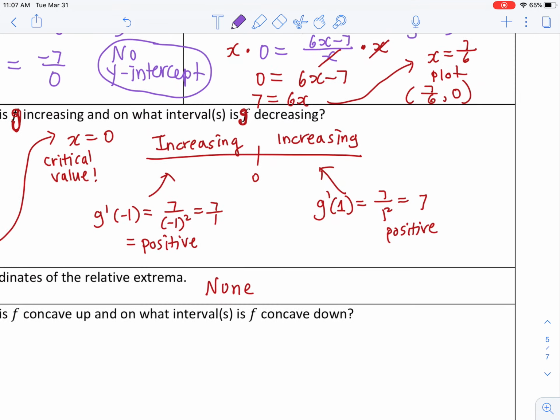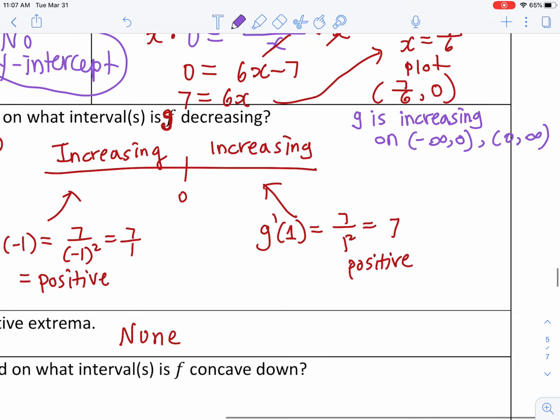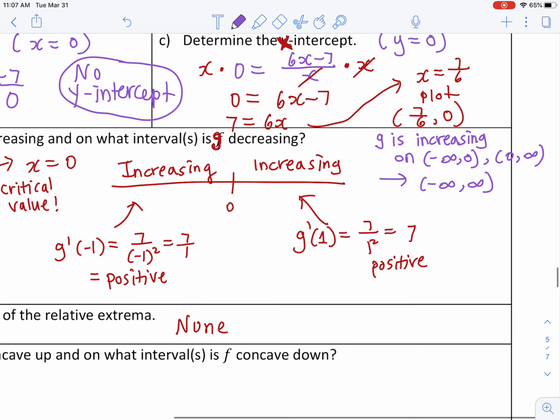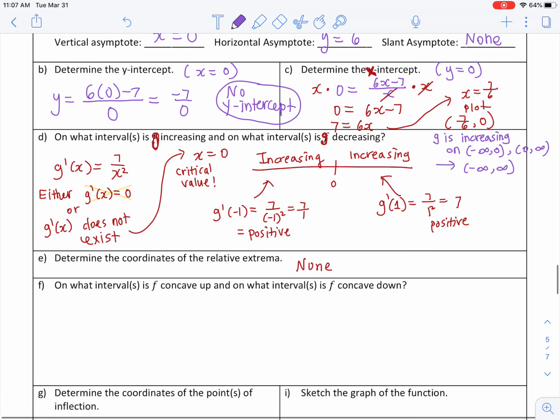We don't have one. We can still give them the intervals though, and we should. G is increasing on negative infinity to 0 and 0 to positive infinity. Or you can just say G is increasing everywhere. We're going to have that vertical asymptote at x equals 0, but really, this function is increasing everywhere. I'm just not sure which answer MyMathLab will ask you to do, because I remember on homework 3.1 and 3.2, they were asking for 2 different ways. So try to type these in on your homework this week, okay?